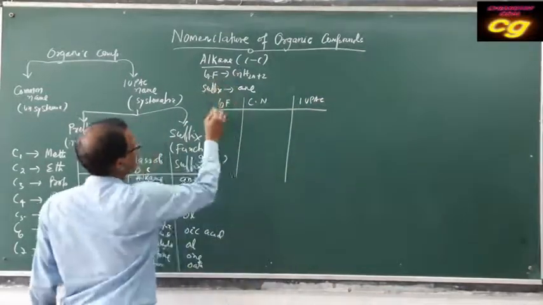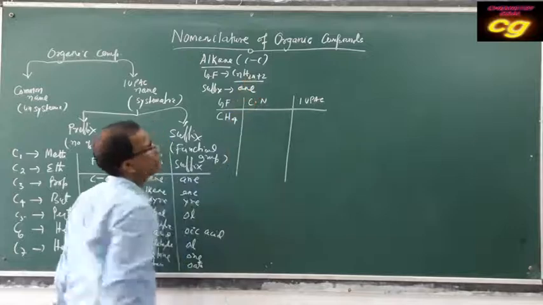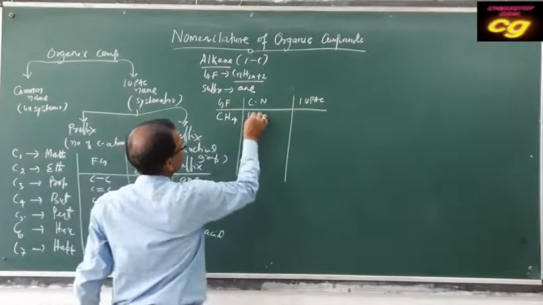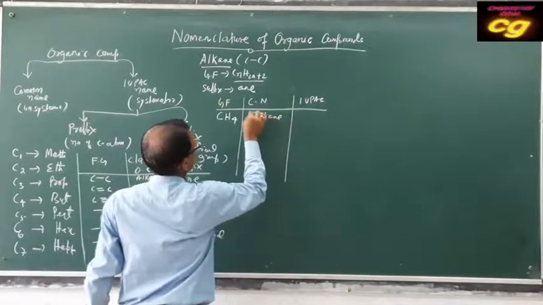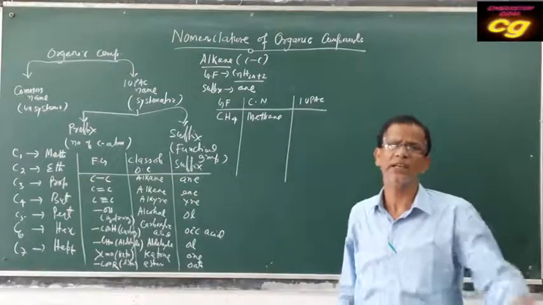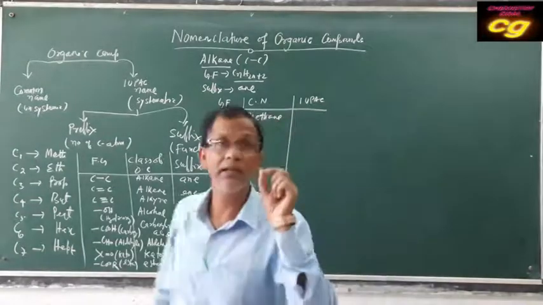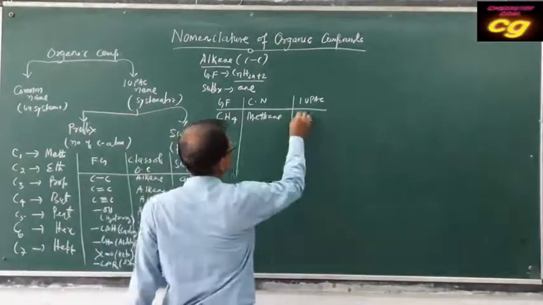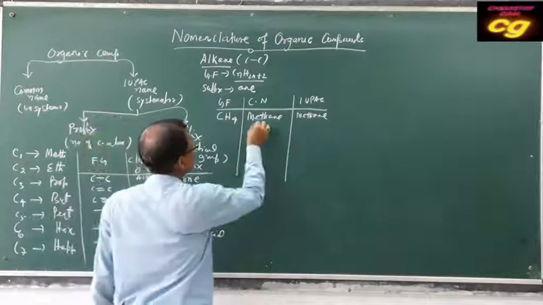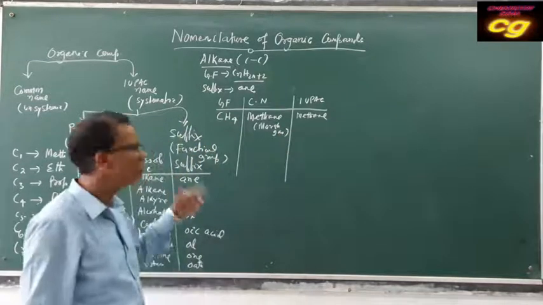Suppose you start with one carbon. If you apply the formula, 2 into 1 plus 2, it will be CH4. This is called methane, the first member of the hydrocarbons, alkane, alkene, alkyne. For any organic compound, the first member is methane with a single carbon, CH4. Methane is also called marsh gas. That is its common name; I have told you different common names exist.